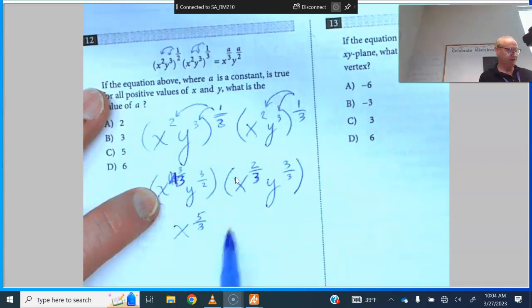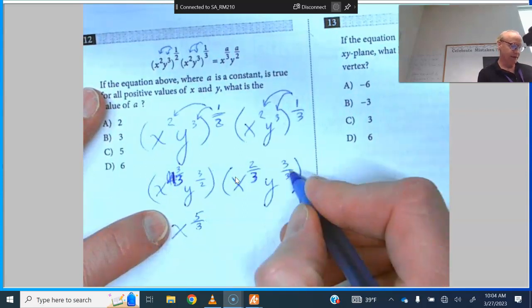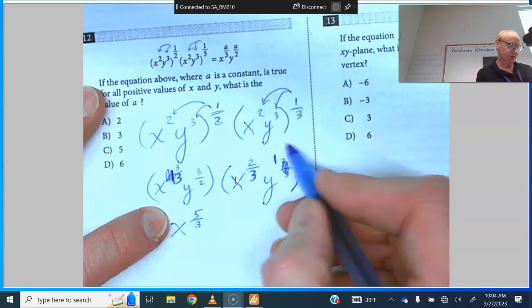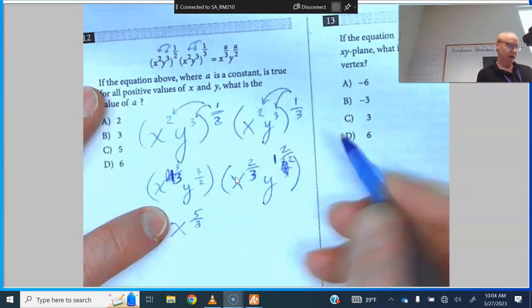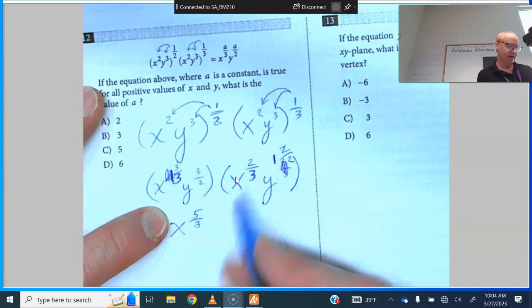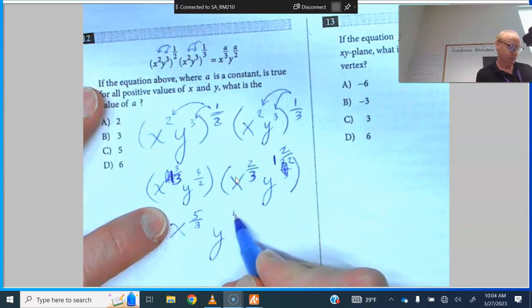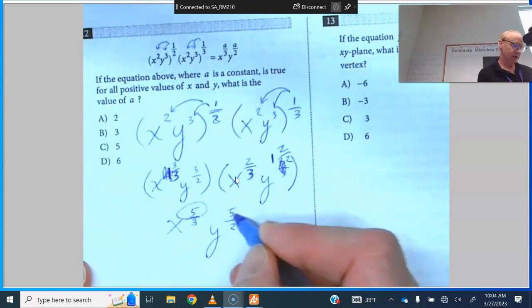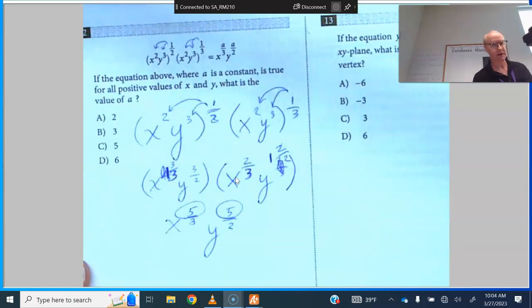A little hard to see that. This one is a 1, and that's the same as 2 over 2. And it looks like that one is going to be 5 halves. And it sure looks like 5 is my A up there.